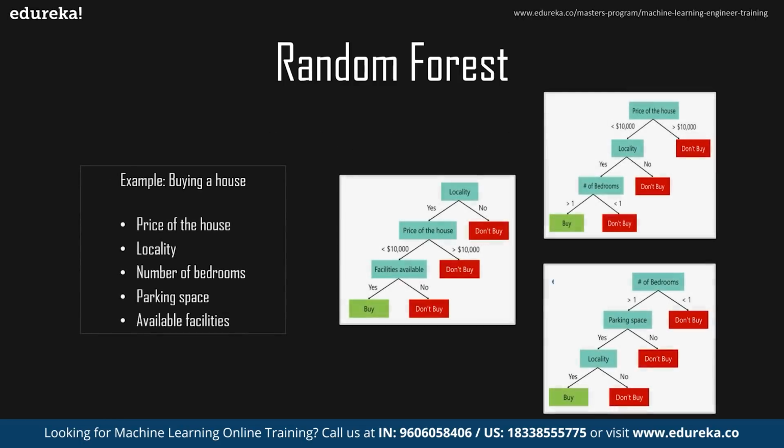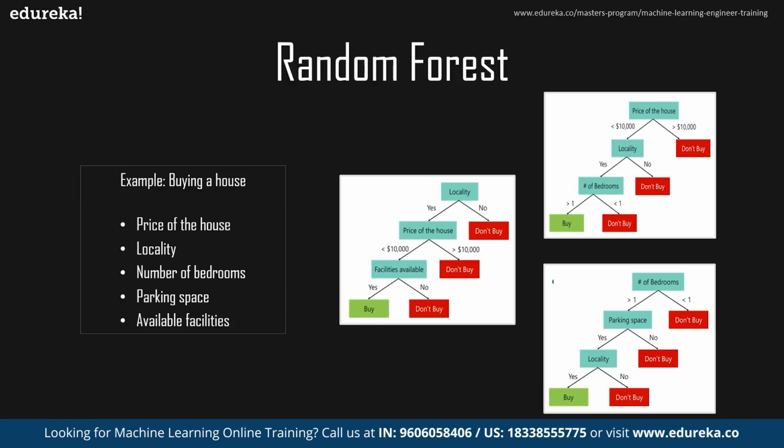Let's understand this with an example. So let's say you're looking to buy a house, but you're unable to decide which one to buy. So you consult a few agents and they give you a list of parameters that you should consider before buying a house. The list includes price of the house, locality, number of bedrooms, parking space, and available facilities.